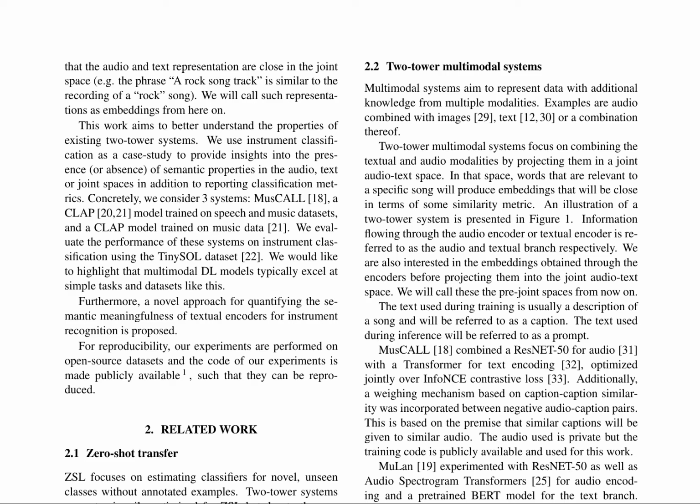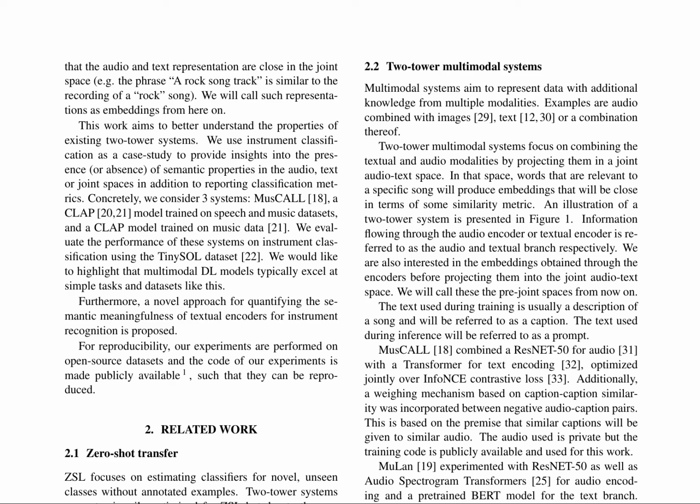This research investigates the properties of existing two-tower systems, with a focus on instrument classification as a case study. The primary goal is to understand the presence or absence of semantic properties in the audio, text, or joint spaces, in addition to reporting classification metrics.